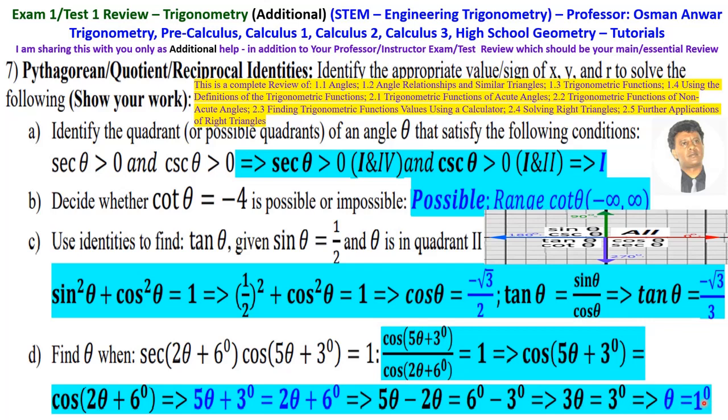To check your answer, take 1 and plug it back here. So this is cosine 5 times 1 plus 3, which is cosine 8. Then cosine 2 times 1 plus 6 is cosine 8. Cosine 8 over cosine 8 is equal to 1.